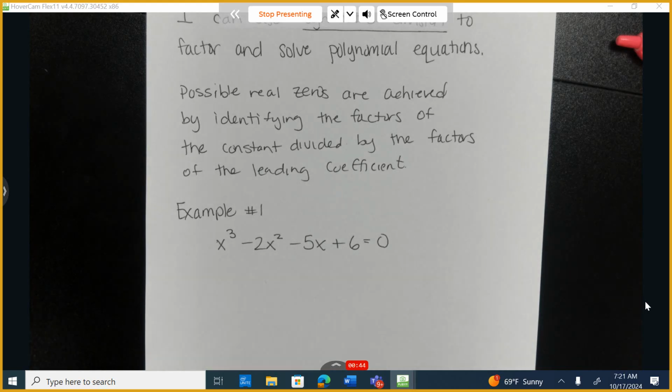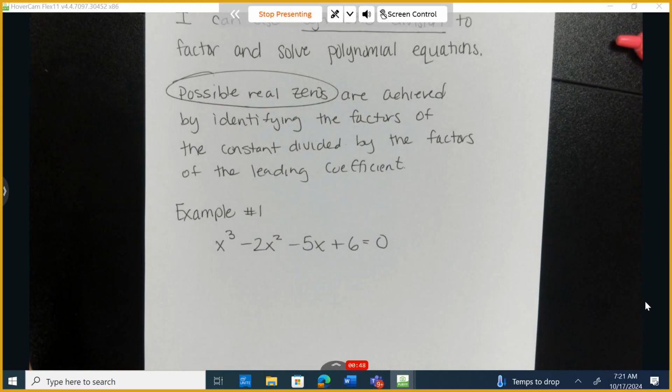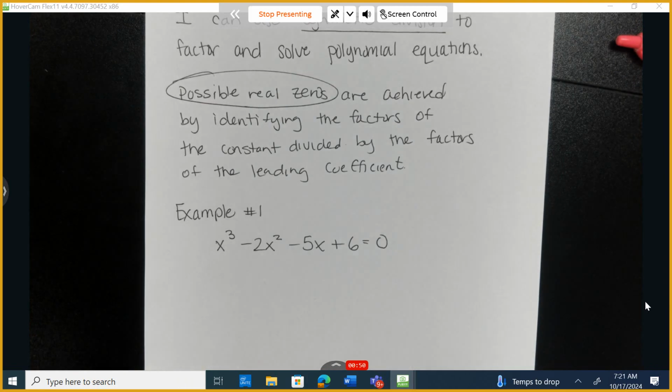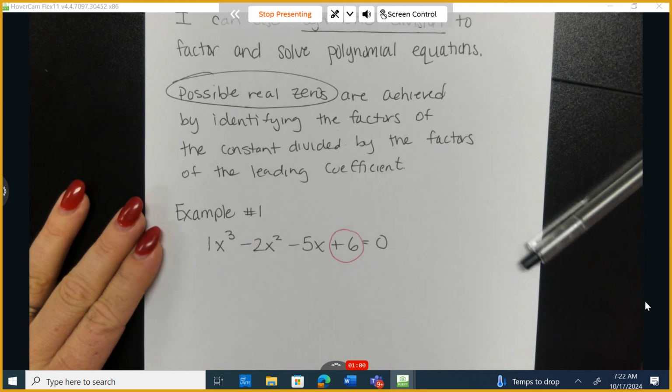So how do we do that? Well, first we have to understand how this works. We need to identify what the possible solutions are. Possible solutions does not mean these are the answer. These are the possibilities that could be the answer. So do me a favor, please, and circle the constant at the end and circle the leading coefficient.